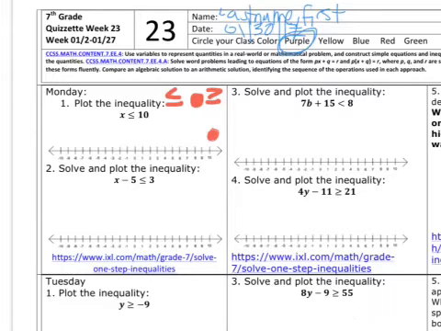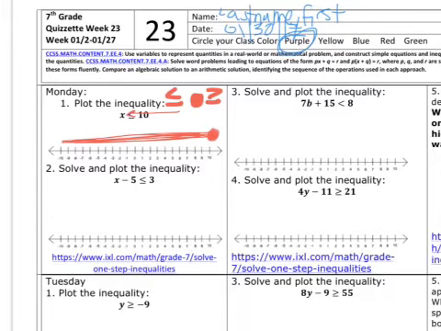Now it says x is less than or equal to. Think of this as an arrow pointing in the left direction. So x is less than or equal to 10. All of the numbers to the left of 10 are going to be less than 10. So you just draw a line this way, and you're done.